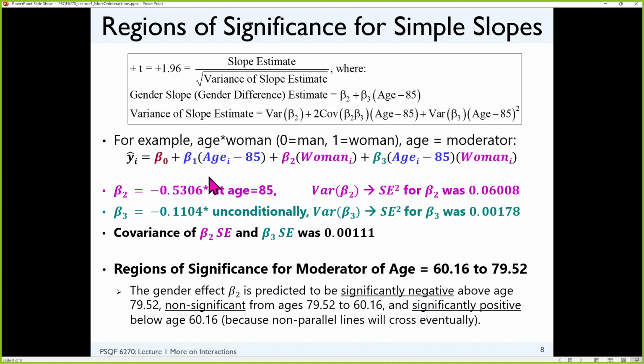So in this example then, if my results, and this is from, I think, chapter 2 of my book, I have the data set in there. So beta 2 in this model, the gender difference, is negative 0.53 for my outcome. So that means who's higher, men or women, if the slope is negative and 0 is men and 1 is women? Who's higher? Men. So it's a gender gap that's favoring men, conditionally at age 85.